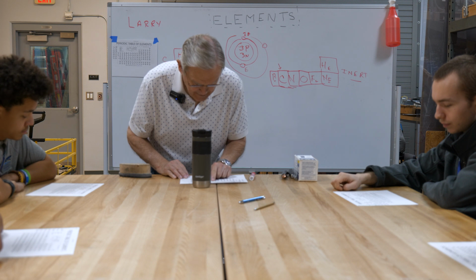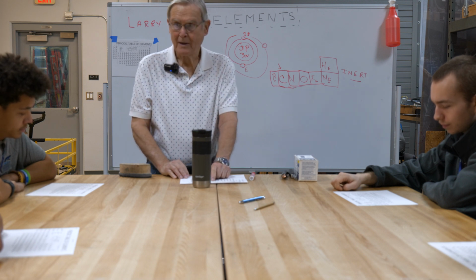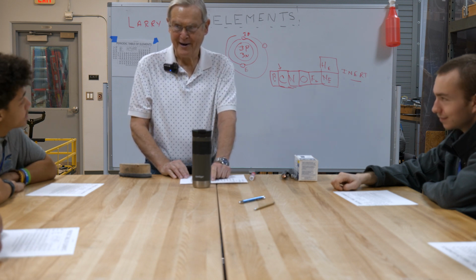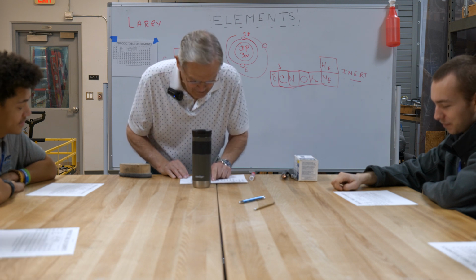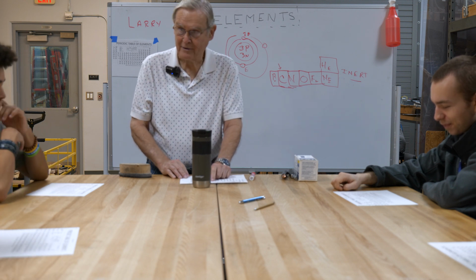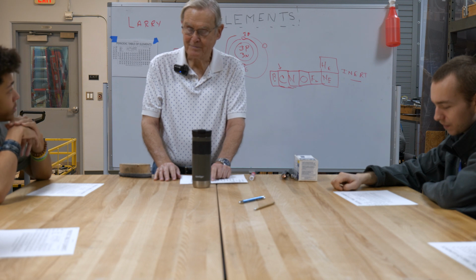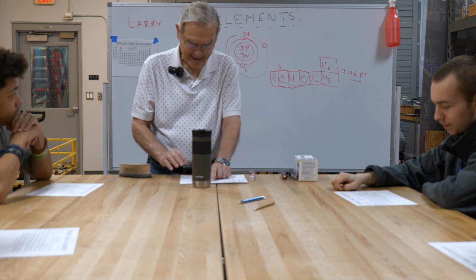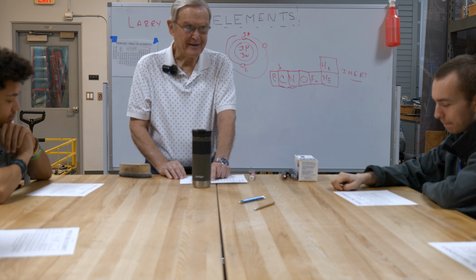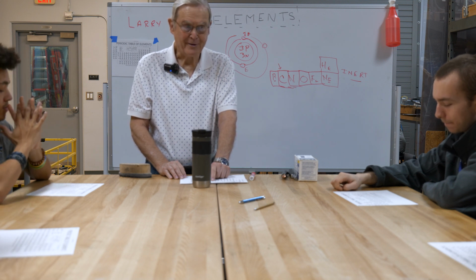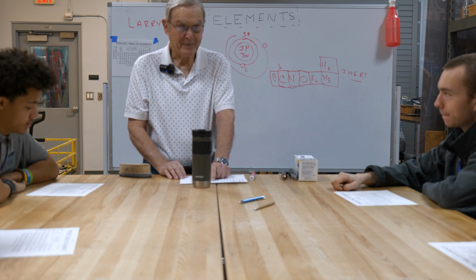Moving right along, number 29. There's our friend right there, copper. So copper has electrons in the outer orbit that are easily displaced. That's nice to have. Copper is very conductive. The other thing is it's very cheap.